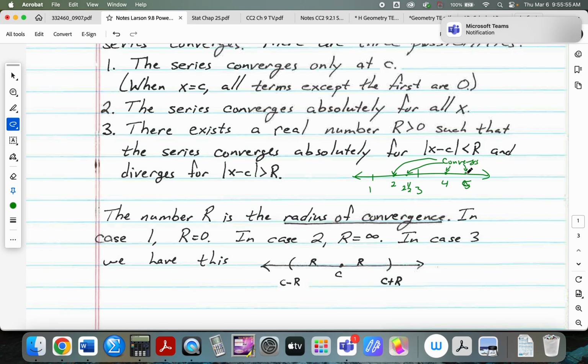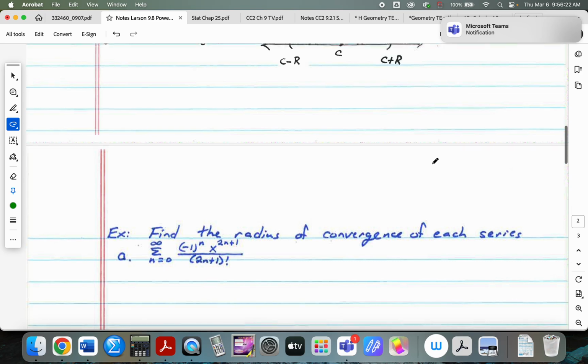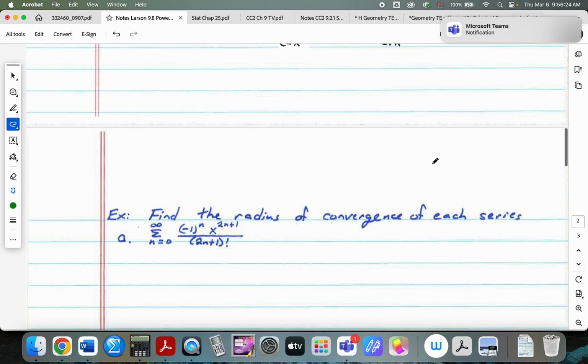Just because it converges at 5, it could be that the radius is 2 and it converged at this endpoint but not at this endpoint. But anything within 2 of 3 to either side, it should converge. So it's going to converge for all of this in between 1 and 3 and in between 3 and 5. Okay? All right. I think that the book doesn't delve into that enough.